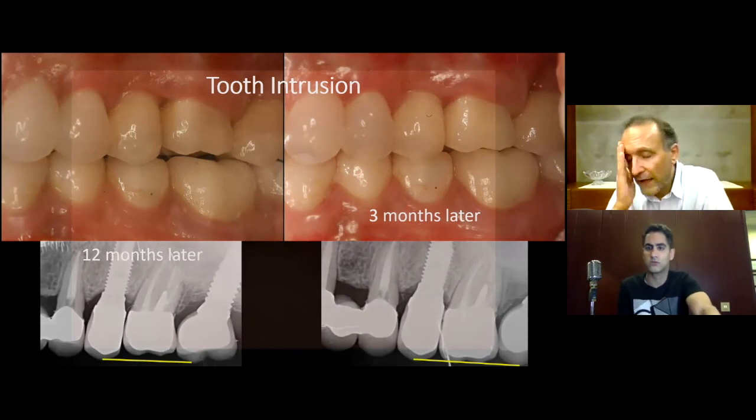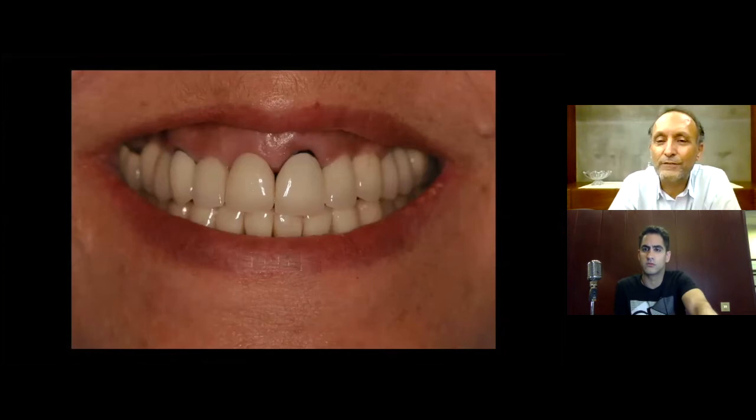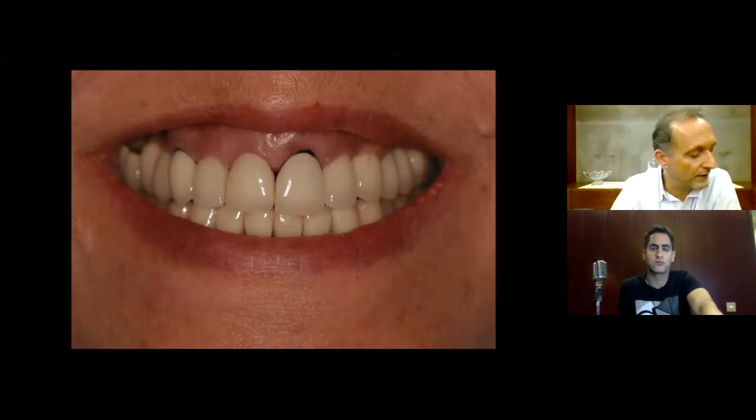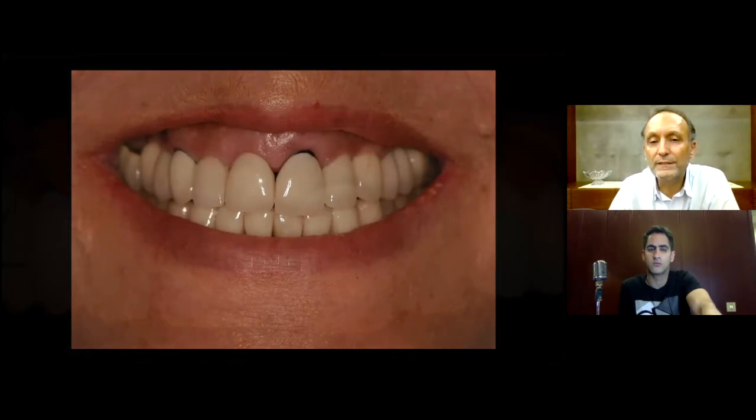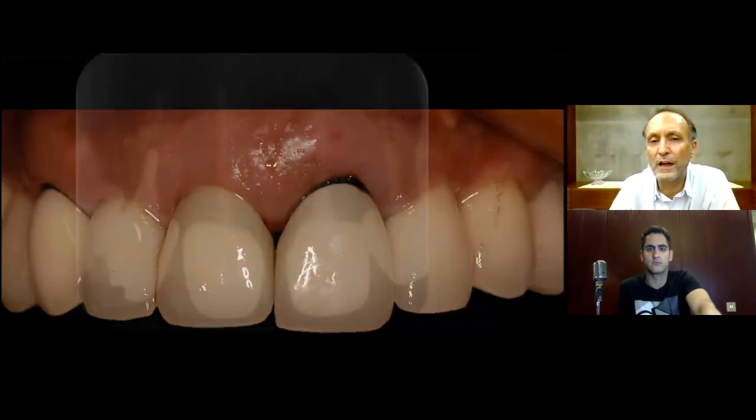But if we have a tooth that's fractured on this very high smile line, what do we do? Do we do an extraction? Do we do a bone graft? But this is a patient who has a smile line. What will happen to the gingiva? What will happen to the mucogingival line?